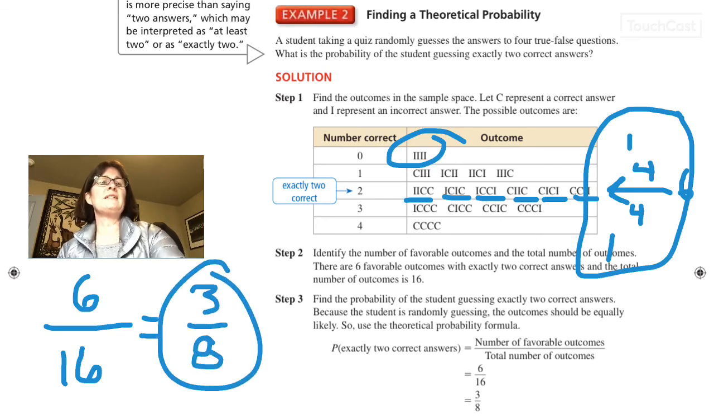So big idea for today, if you want theoretical probability, you find all the number of possible ways to get the outcome you want and divide that by the total number of possible outcomes.